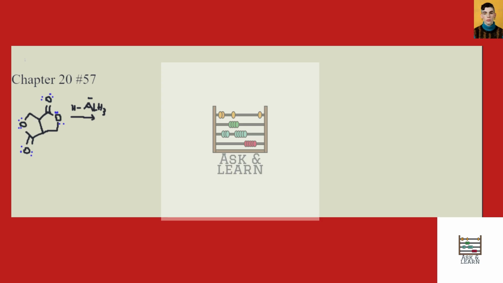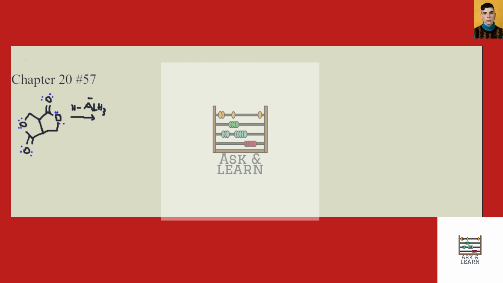This is the answer to Chapter 20, problem number 57 from the Smith Organic Chemistry textbook. In this problem, we're asked to draw a stepwise mechanism for the conversion of this dilactone to a tetrol, or a molecule with 4 alcohols on it. Basically, this is going to be delivery of a hydride 4 times. So we're going to draw the mechanism for the right side, and then the exact same mechanism is going to repeat for the left side.